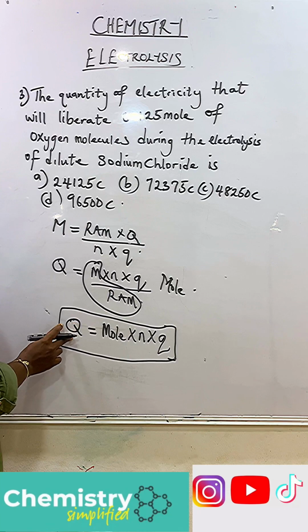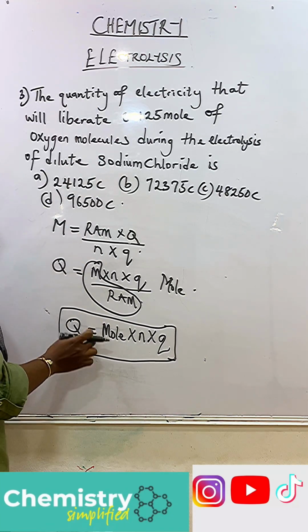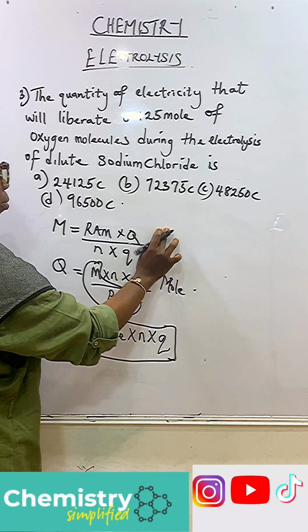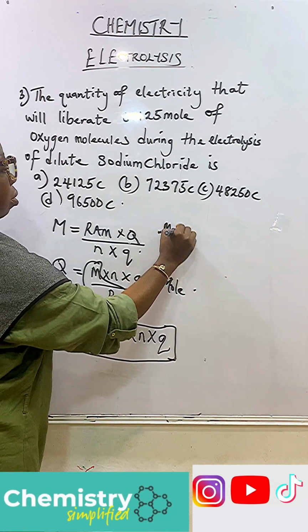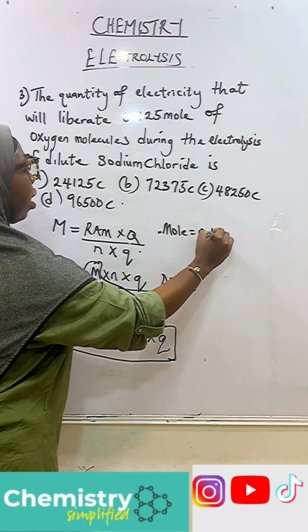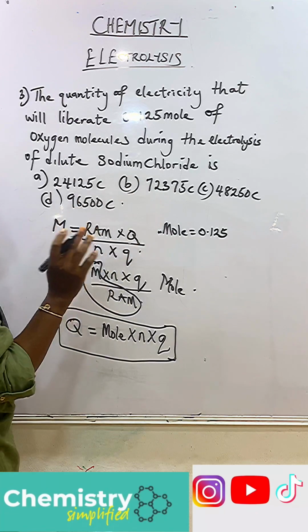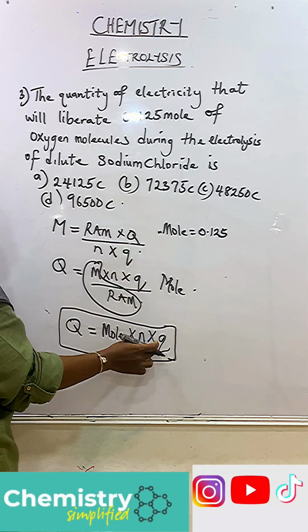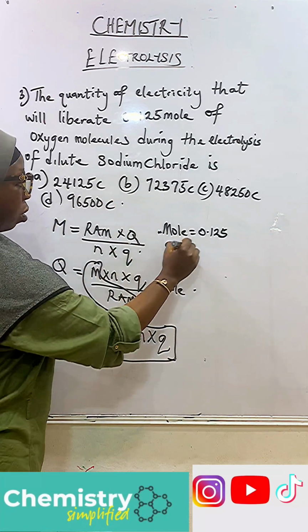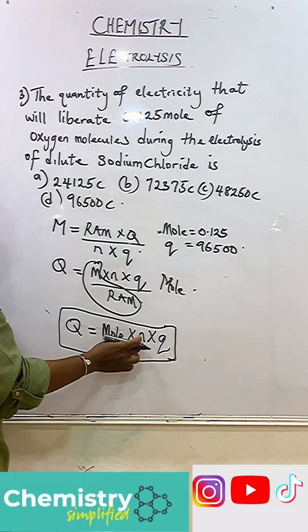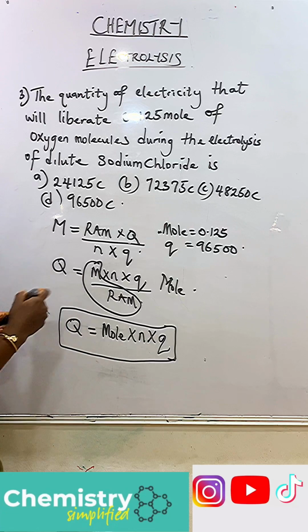Now, we are asked to calculate the quantity of electricity, which we don't know. We already have our mole to be 0.125. Then any other thing? No. But we already know that our Faraday constant is 96500. Now the question is, what is our number of charges?